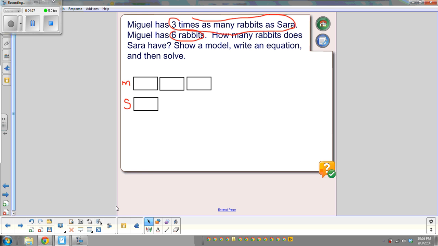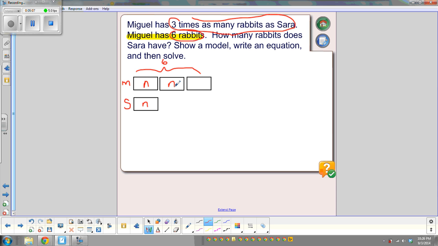All right, so there's our model. We don't know how many Sarah has, but we do know that if we were to take all of these and add them together, they would be 6. How do we know that? Well, we know that because right here it says Miguel has 6 rabbits. So even though he has 3 times as many rabbits as Sarah, he still has only 6 rabbits. Okay?